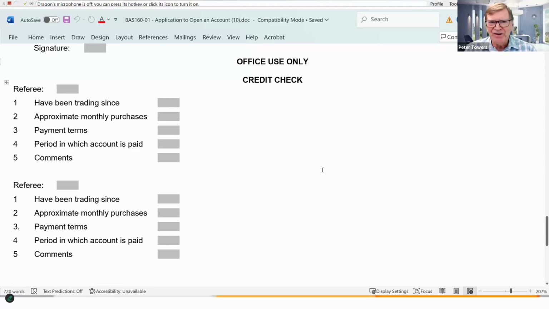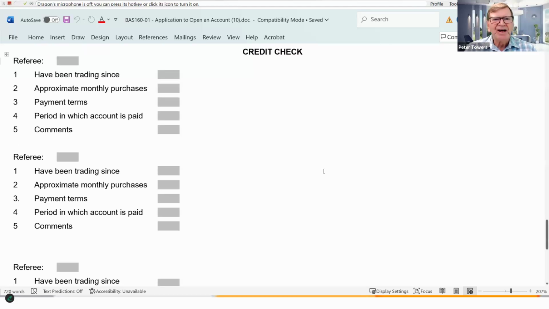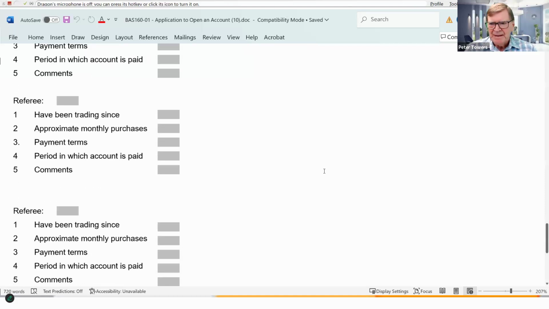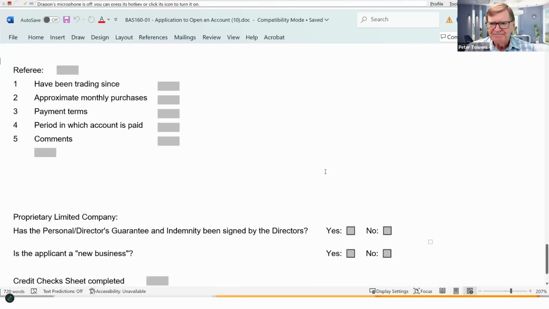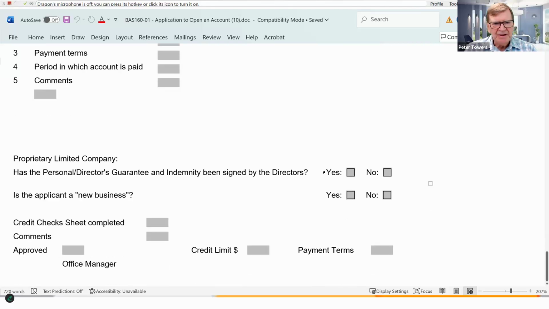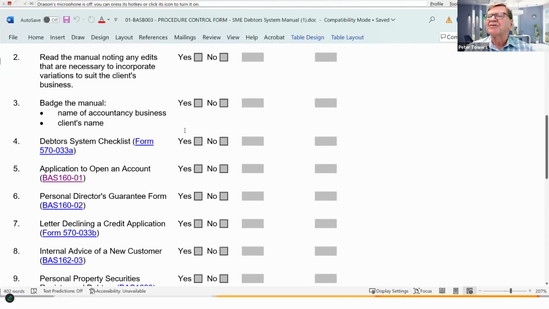It's no use your client expanding their sales by taking on people who just will not pay them or have got a track record of paying 95 days. It can cause financial failure to businesses when that happens. So we've got some provision there for comments by the referees and more about the proprietary limited company. So hopefully that will assist you in understanding that process.